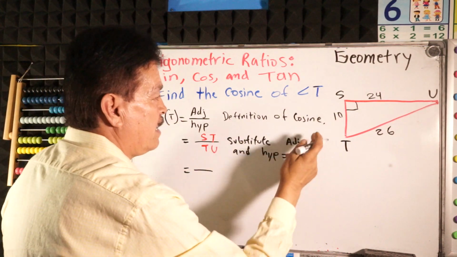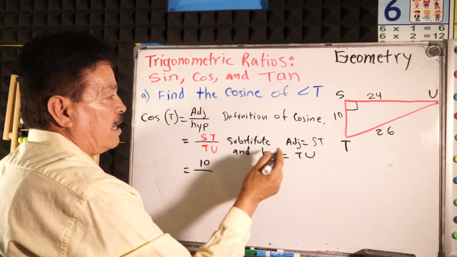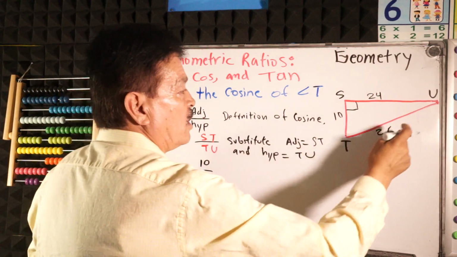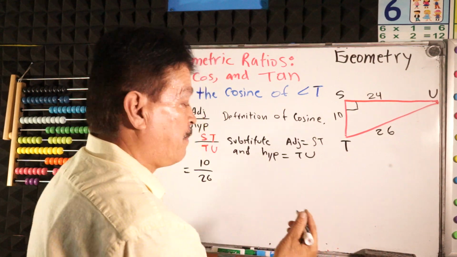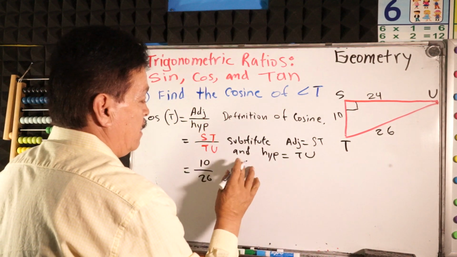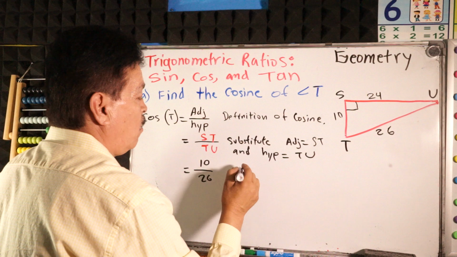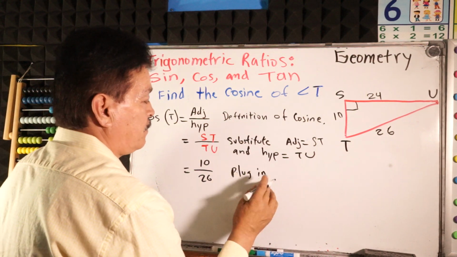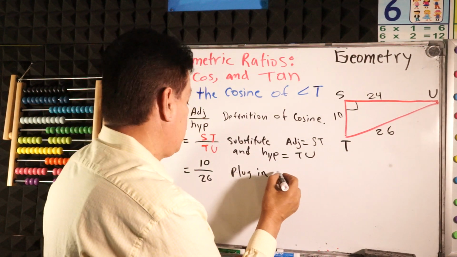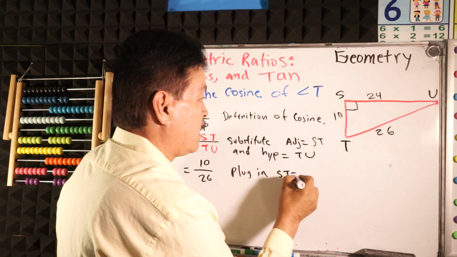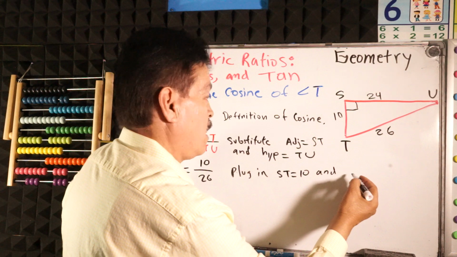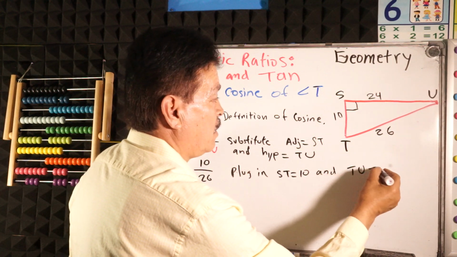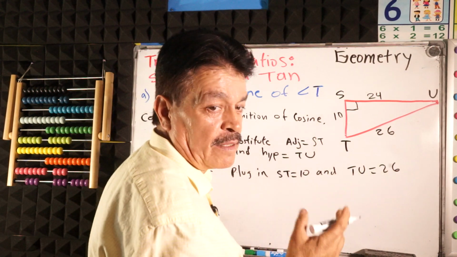How much is ST? It's 10, right? How much is TU? TU is 26. See, this step is called plug in: ST equals 10 and TU equals 26. See, it's very simple.